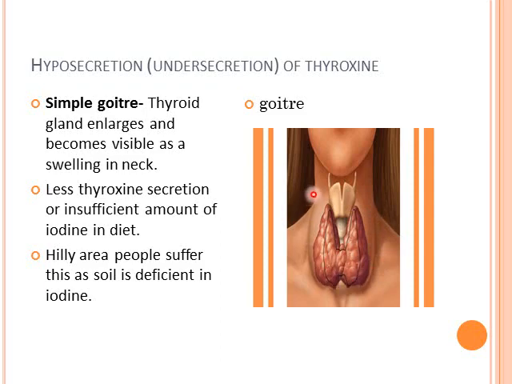So less thyroxine secretion might be due to an insufficient amount of iodine in the diet. Now this problem is goiter. It occurs mainly in people of hilly areas, as there is a deficiency in soil iodine. So as there is no iodine in the soil, the people will consume less iodine, and in the absence or less presence of iodine in our diet, this goiter happens. Now let us see what is there in the next slide.